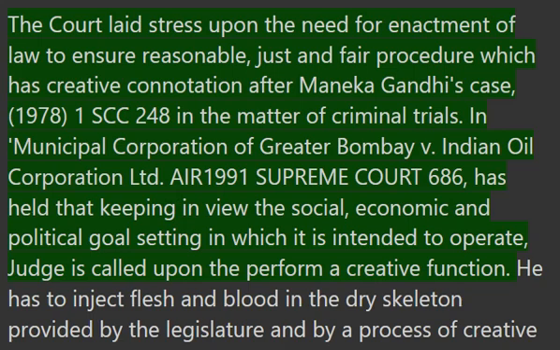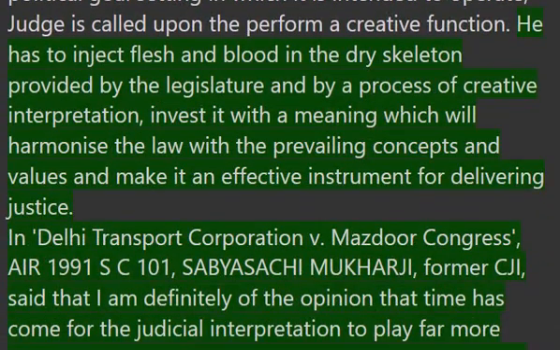In Municipal Corporation of Greater Bombay v Indian Oil Corporation Limited, AIR 1991 Supreme Court 686, it has been held that keeping in view the social, economic and political goal setting in which it is intended to operate, the judge is called upon to perform a creative function. He has to inject flesh and blood in the dry skeleton provided by the legislature and by a process of creative interpretation, invest it with a meaning which will harmonize the law with the prevailing concepts and values and make it an effective instrument for delivering justice.